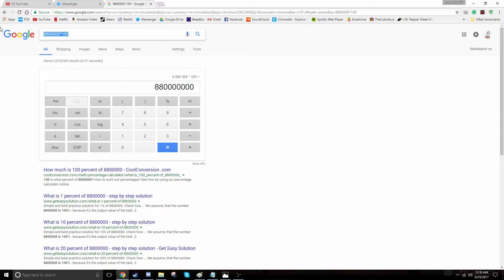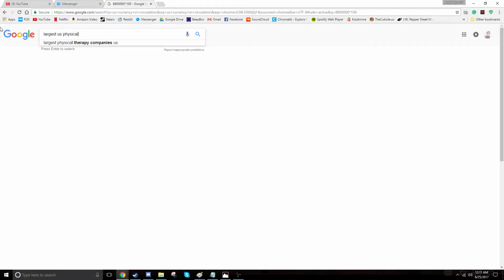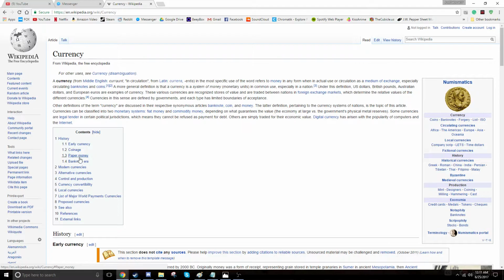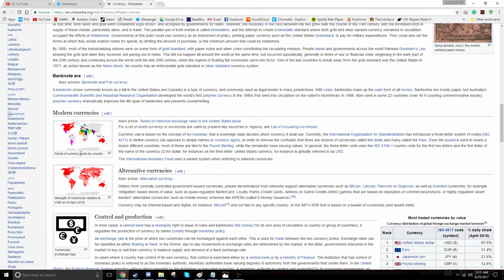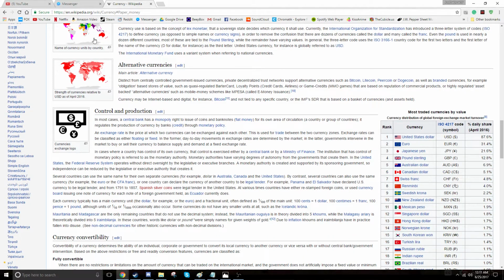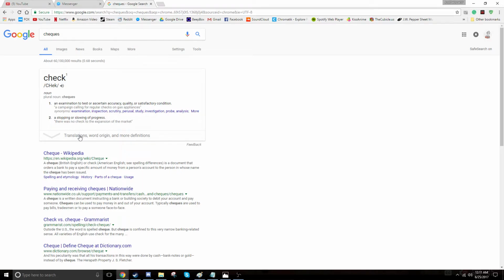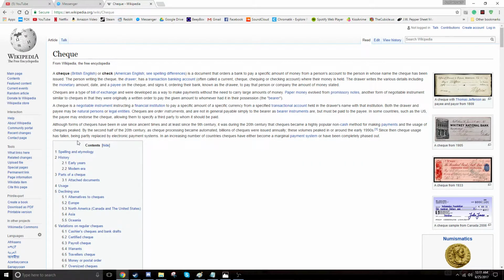Now, let's go a bit farther. Largest U.S. physical currency. Now, I know that the $100 bill is the largest bill, but let's see, paper money, bang. Let's say they're in checks. I'm an awful person. So let's assume that they're checks.